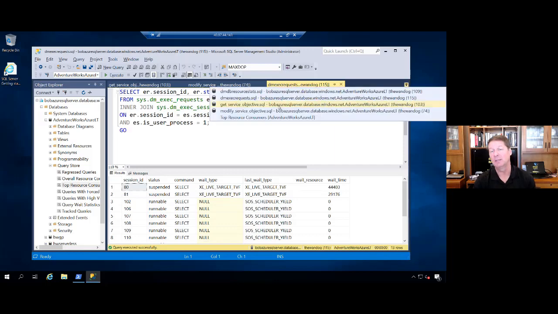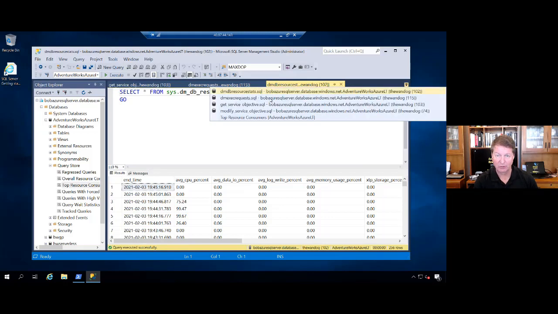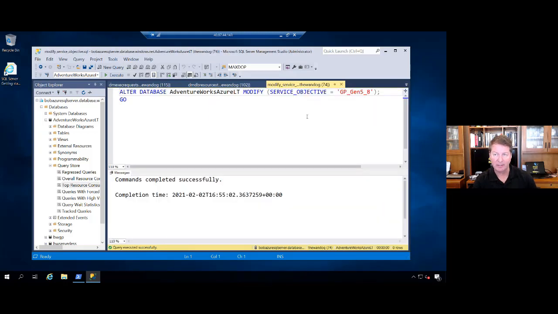And I can tell that from looking at another DMV. This is all built in with T-SQL to the service called resource stats. This kind of showed me that if you can see here for this period of time, my CPU was pretty high during that window. I almost used all my CPU capacity. So it'd be kind of cool if I could scale it. Well, I told you before that one way to change your SLO is through T-SQL. So let's do that right now.